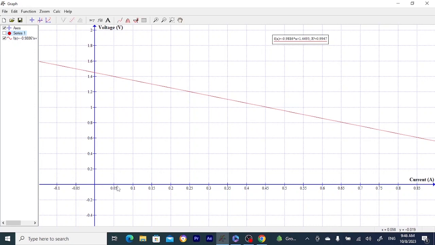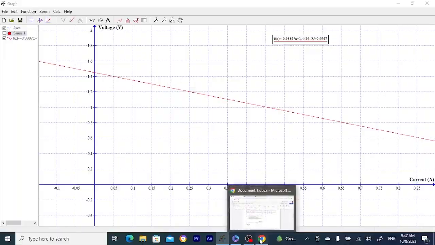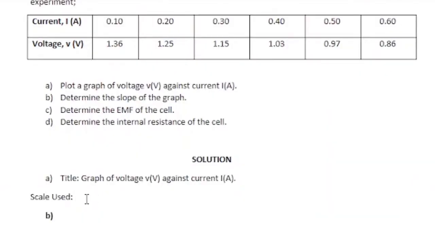And 1 unit represents, from my graph here, 0.05, and the unit of the current axis is what? Amperes. So I will say let 1 unit, that's from here to here, be equal to 0.05 amperes on the current axis. So I'll go here, right under my scale used, I'll say let 1 unit be 0.05 amperes on the current axis.